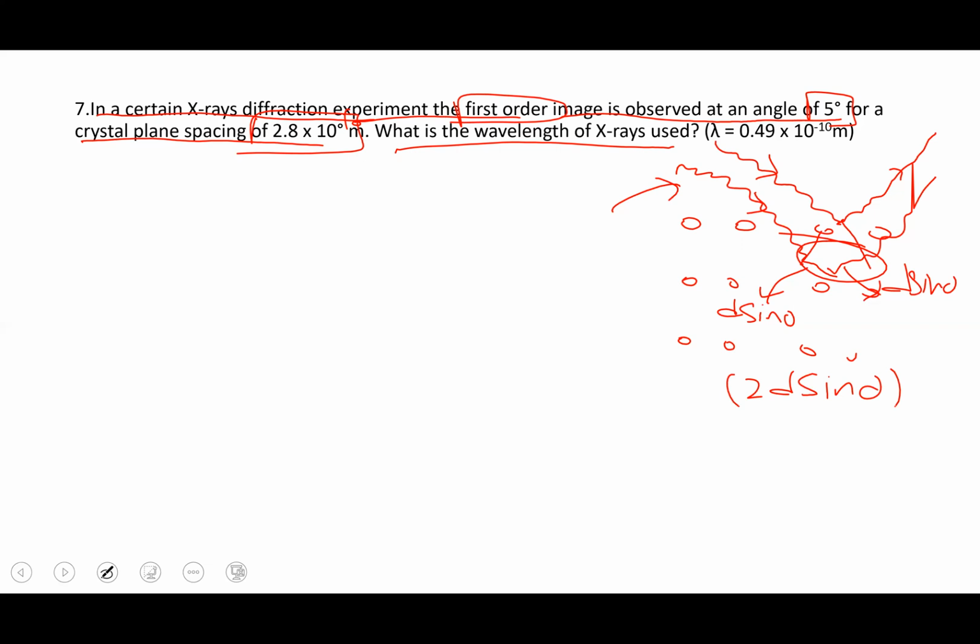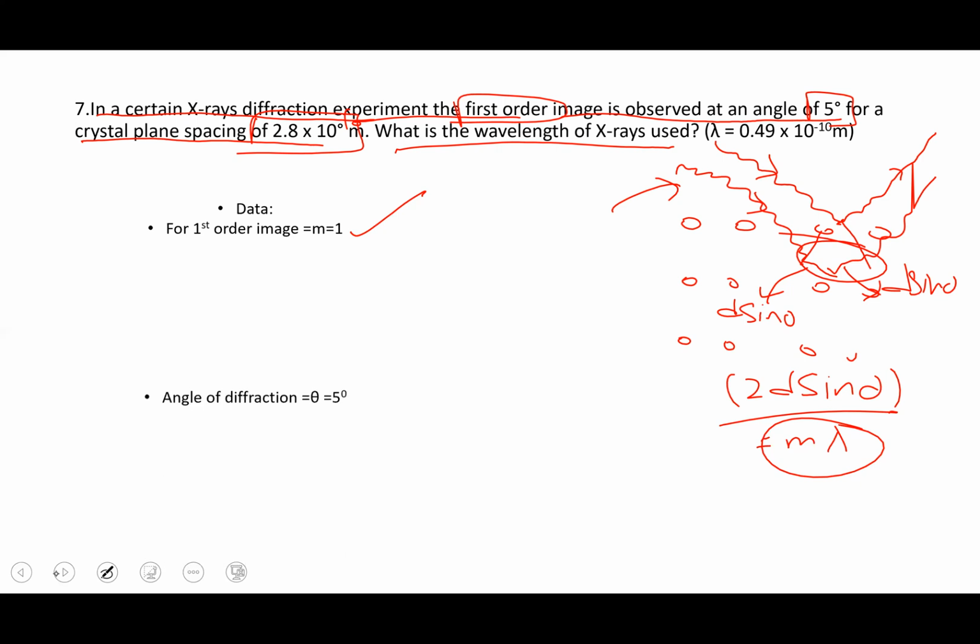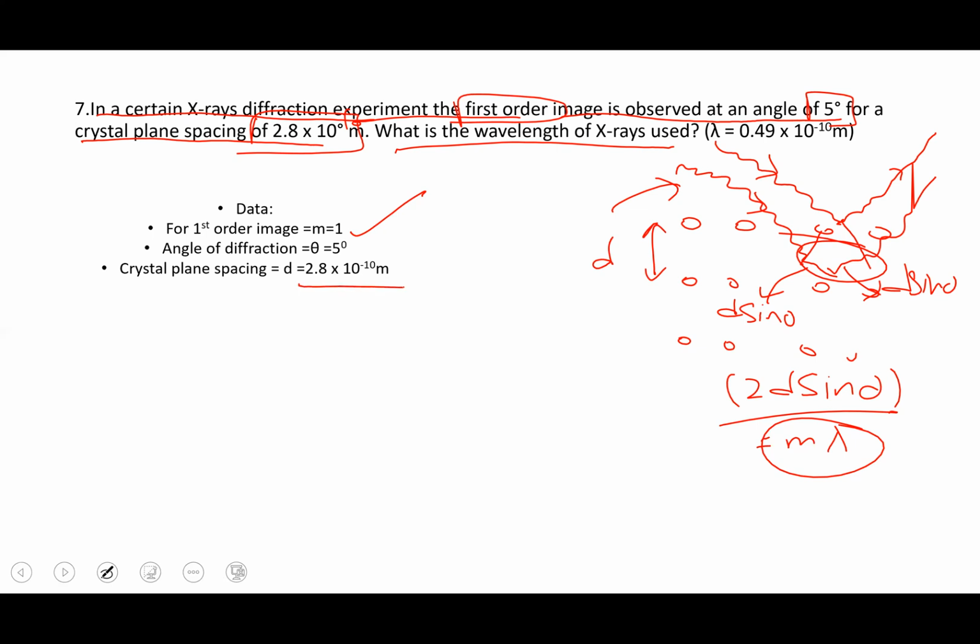Now, it says in the question, it is the first order image observed, and it is a bright image. So it is a whole number of lambda, that means it is a constructive interference at the end. So data which is given to us is first order, m is equal to 1. That means whenever the lambda is whole, the image is bright. The angle of diffraction is 5 degrees. The crystal spacing, that means the distance between the two crystal planes, is d, which is 2.8 into 10 to the power minus 10.